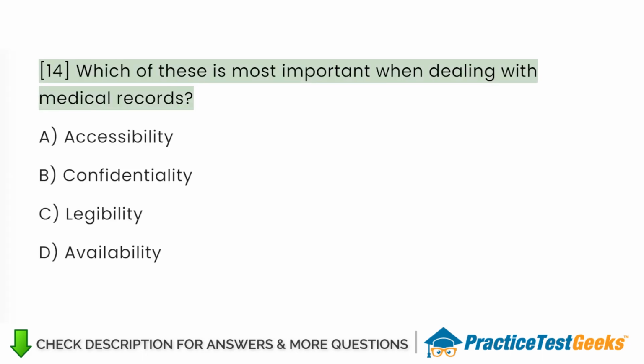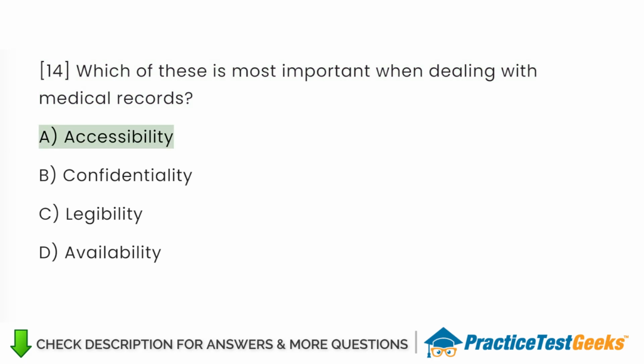Which of these is most important when dealing with medical records? A. Accessibility. B. Confidentiality. C. Legibility. D. Availability.